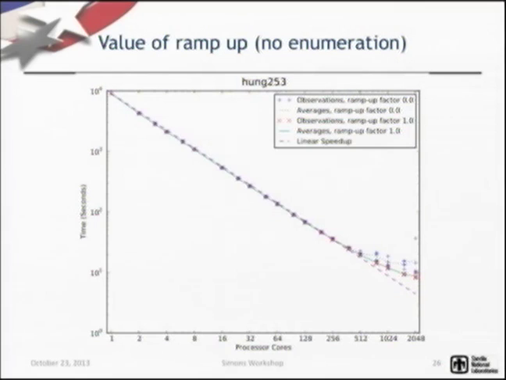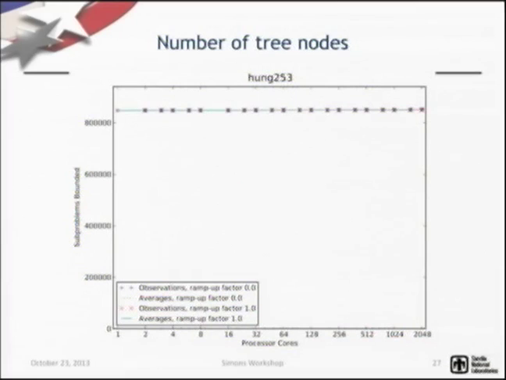So the first example, now this is the Hungarian heart, and this is the 253rd iteration in the LPBoost algorithm. The first set of experiments we're dealing with was it worthwhile to ramp up or not. In this particular case, the ramp up is the red, and the non-ramp up is the blue. So it does make a difference. It runs out of parallelism here at about 512 processors, but by then it's running in about 10 seconds. So it's running fast enough.